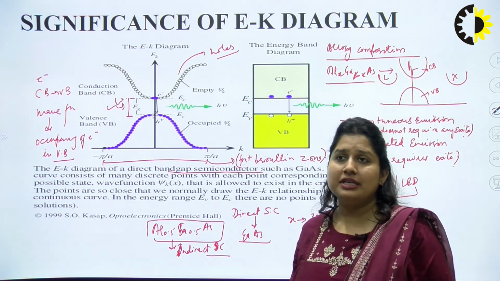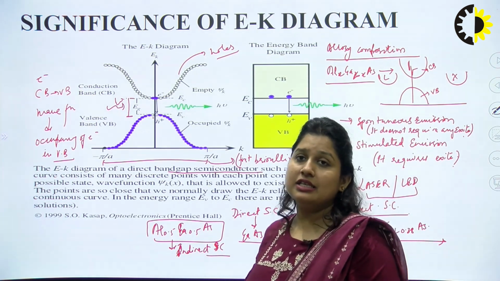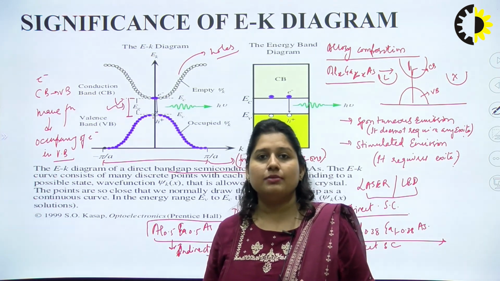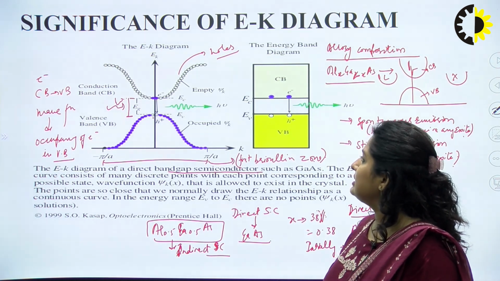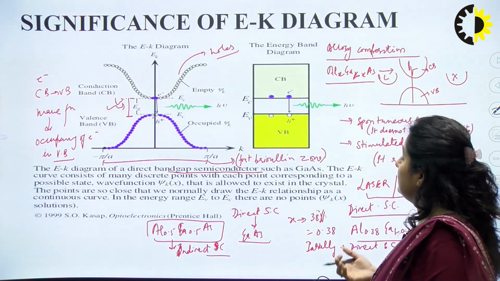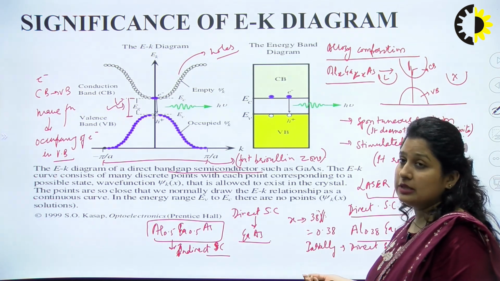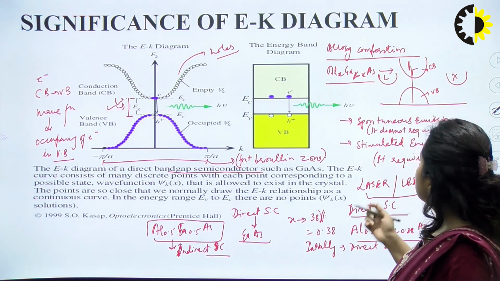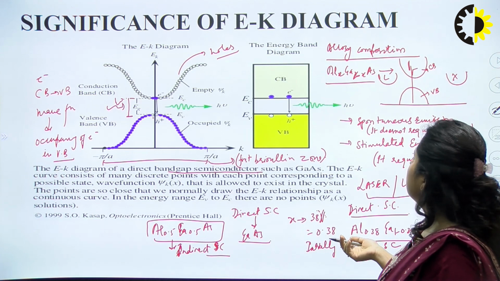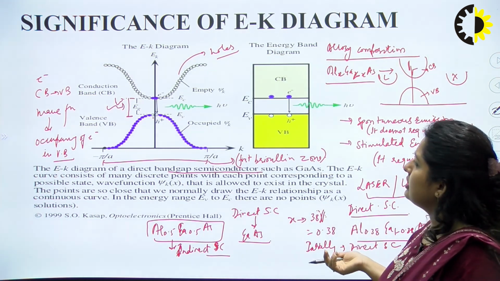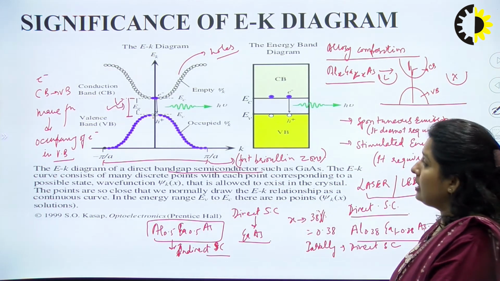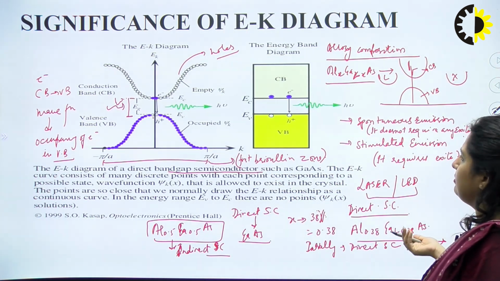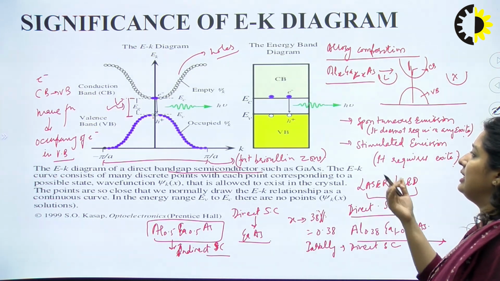Obviously, the indirect materials we cannot use for LEDs and lasers. We must use direct bandgap semiconductor materials for the basic fabrication of LEDs and lasers, where LED is light emitting diode, and lasers are based on stimulated emission. That's why I told you there can be numerous techniques, like spontaneous emission, where electrons come easily from the conduction band to the valence band, or stimulated emission, where we apply some energy to the electron at the conduction band, and then it comes to the valence band.